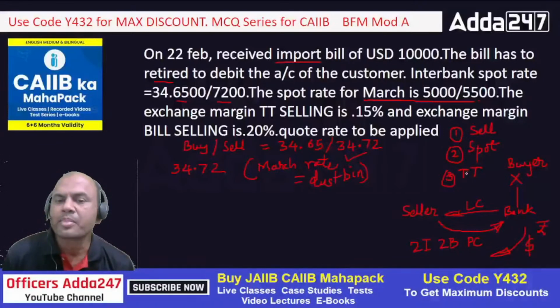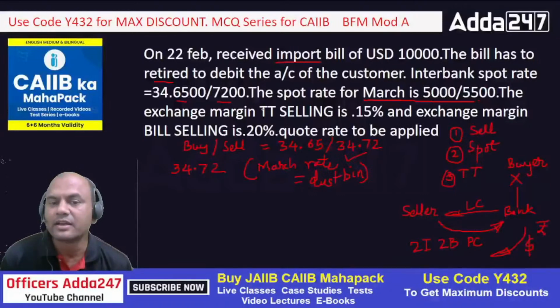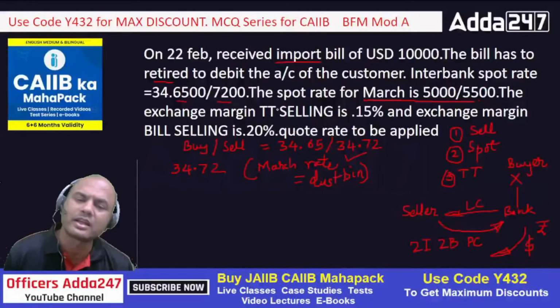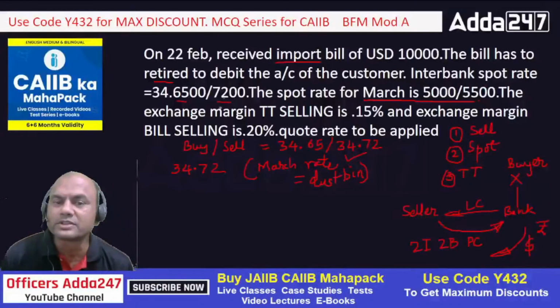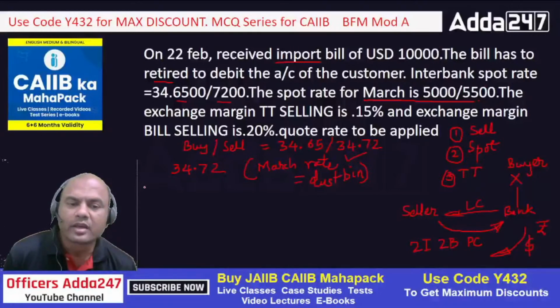Now TT. Which TT should I use? TT selling or buying? Bill selling. TT selling, bill selling. Which one should I use? Obviously I am doing TT, so TT only. Spot means equals to TT. So I'll use this 0.15%, right? So now, how do I use this? What you do is 0.15% into this much.